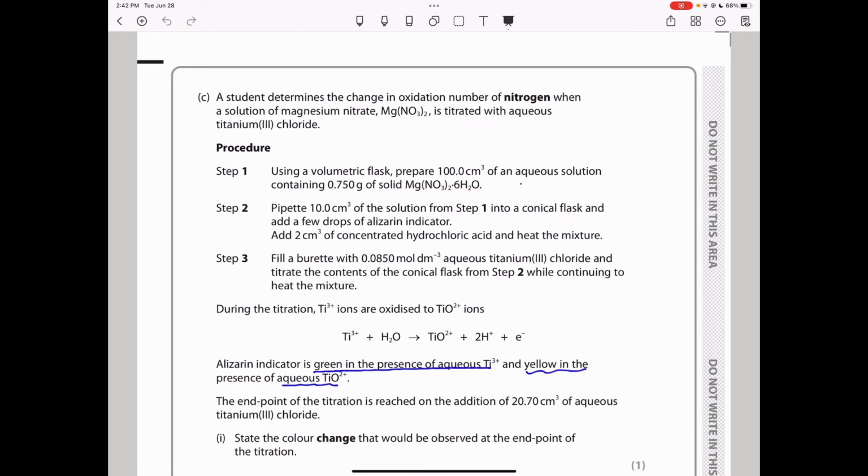Then step 2 says, pipette 10 centimeters cubed of the solution from step 1 into a conical flask and add a few drops of alizarin indicator. Then we add 2 centimeters cubed of concentrated hydrochloric acid and heat the mixture. Step 3, fill a burette with 0.0850 mole per decimeter cubed aqueous titanium 3 chloride and titrate the contents of the conical flask from step 2 while continuing to heat the mixture.